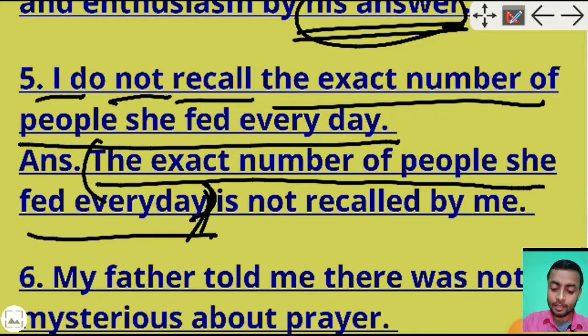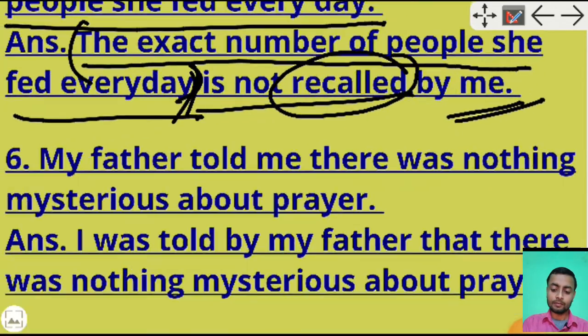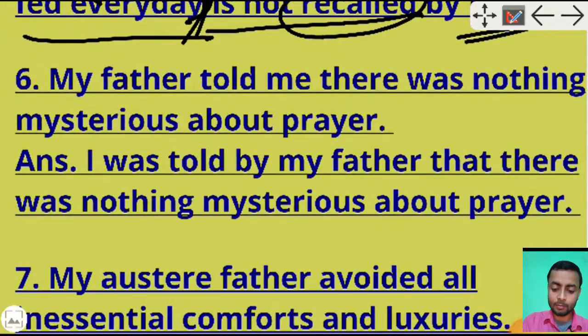Is not recalled, so I do not recall became is not recalled. Recalled is the third form of recall. It is easy, just ed is added, and by I became me. Next example, example 6.